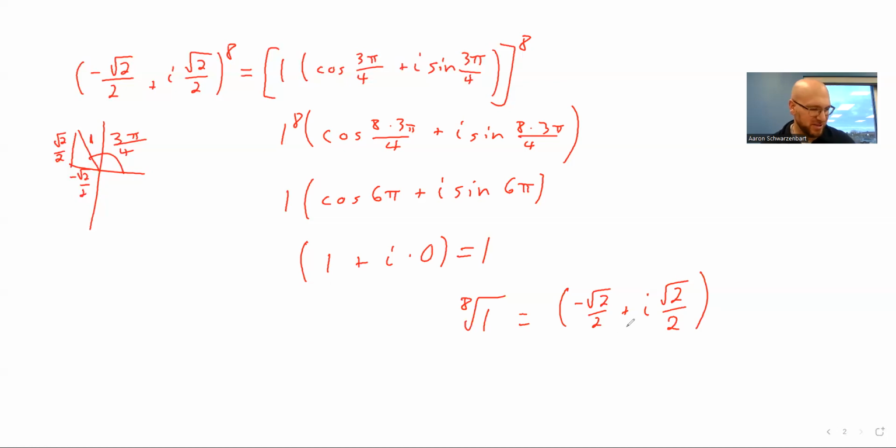So, yes, these are called roots of unity. Roots of unity are roots of 1. And this is 8th roots of 1 because it's an 8. There are 8 8th roots of 1. There are 4 4th roots of 1, 3 cube roots, etc.